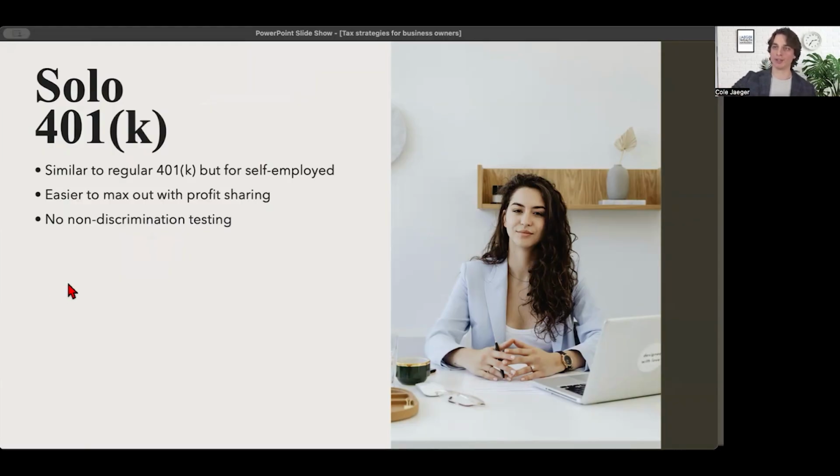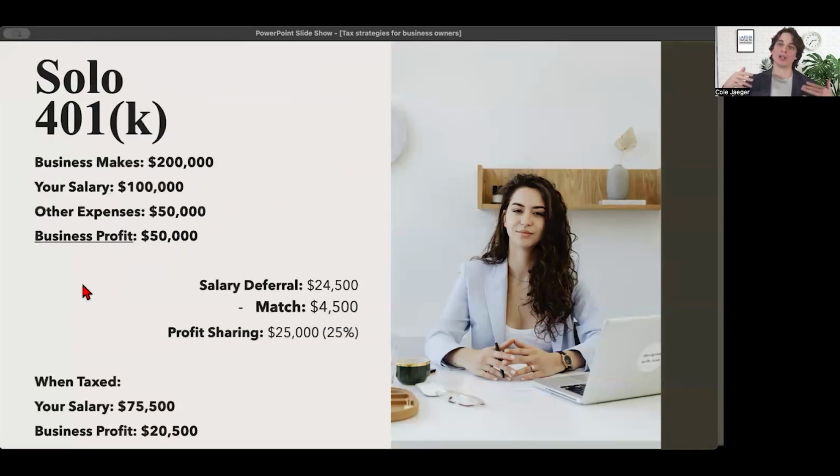Here's an example of this in action and how it reduces personal and business income. And this is also just mostly how it works for other 401ks, just to show you how it's divided between business and personal expenses. So if your business made $200,000 and you pay yourself a $100,000 salary, a salary deferral will reduce your salary, and the match and profit sharing contributions reduce that business profit. So your taxes are reduced across the board.